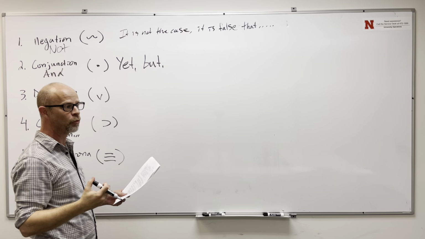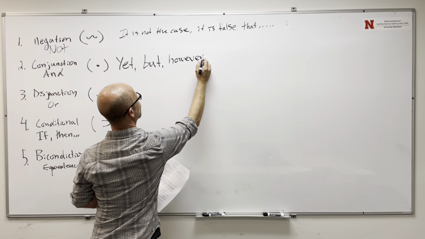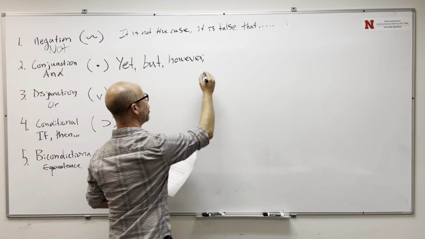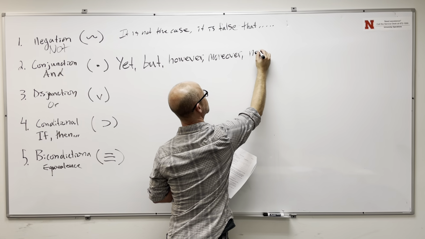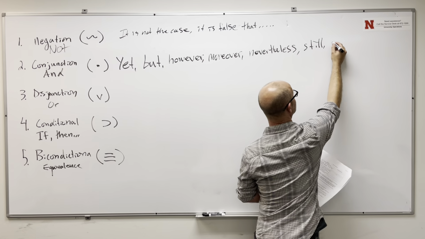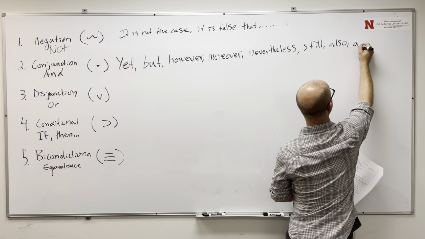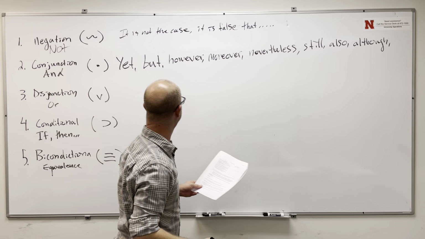It means the same thing. We're conjoining things together. We also have however, moreover, nevertheless, and we've got still, and also, and although. And we have a very, very common one, which seems pretty intuitive.